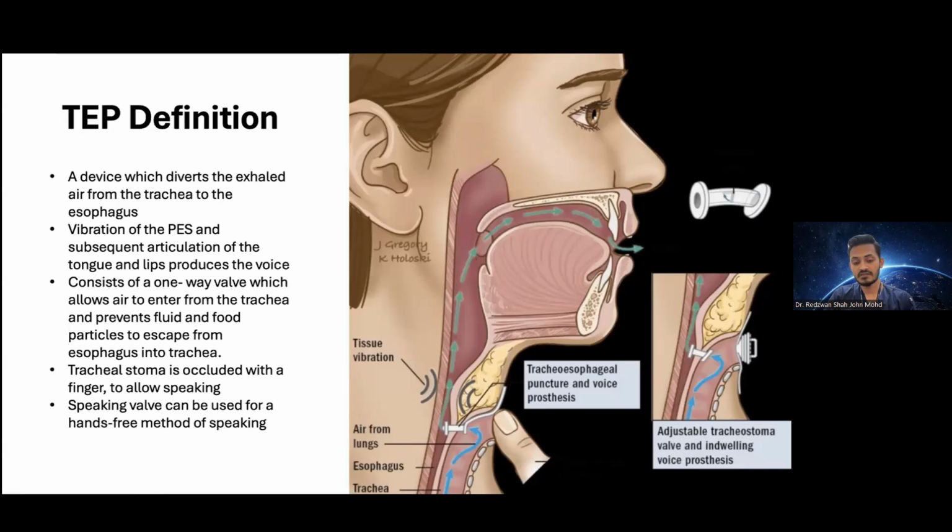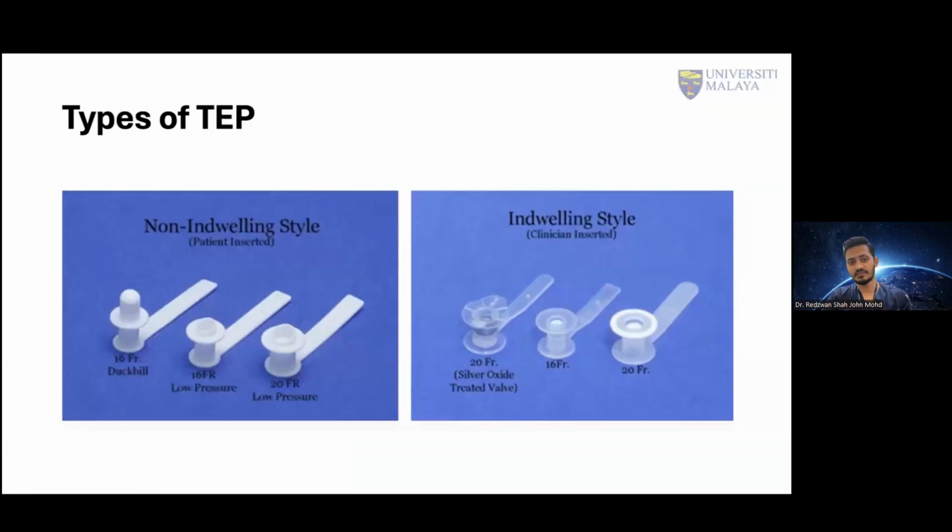During normal inhalation and exhalation, the valve allows air to enter into the lungs and exhale throughout. But during phonation, speaking, the speaking valve closes, and the pressure of the air will then be diverted through the prosthesis into the pharyngoesophageal segment. These are the types that we have: the non-indwelling type and the indwelling type. Different sizes, different types, but they more or less look quite the same.